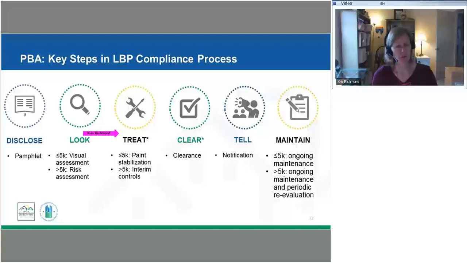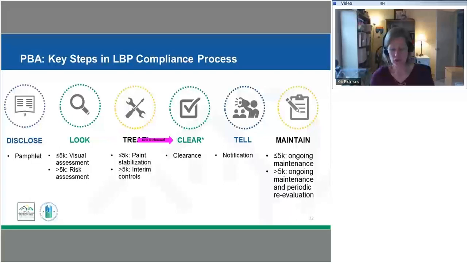So after that looking, if we identify deteriorated paint or if we identify lead-based paint hazards, then we need to do treatment. And the treatment, again, is going to differ depending on which category it falls into. So if it's up to and including $5,000 per unit per year, paint stabilization is going to be the type of treatment that needs to be done. And if it's more than $5,000 per unit per year, then interim controls is going to be followed. And like I said, Les is going to go into more detail to explain what is visual assessment, what is risk assessment, what is paint stabilization and interim controls.